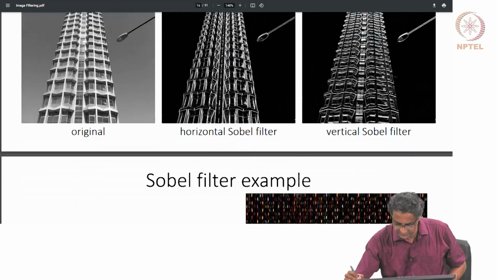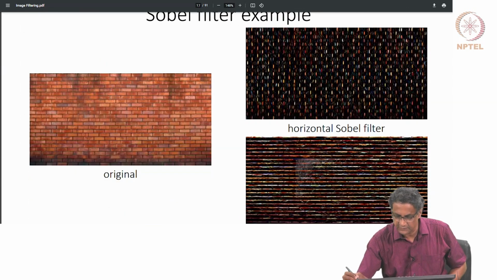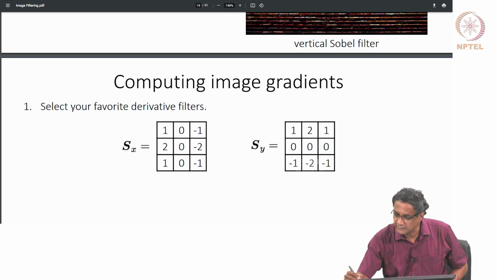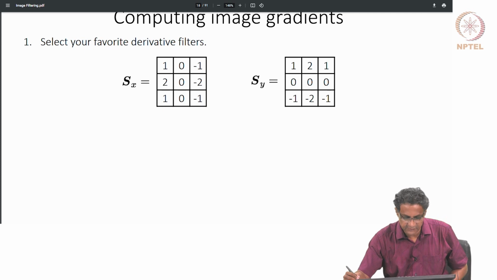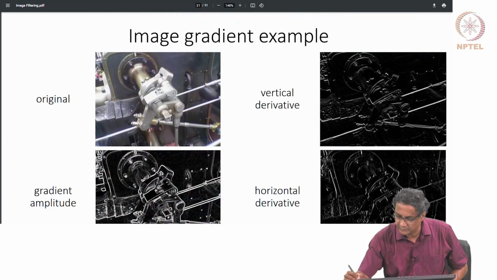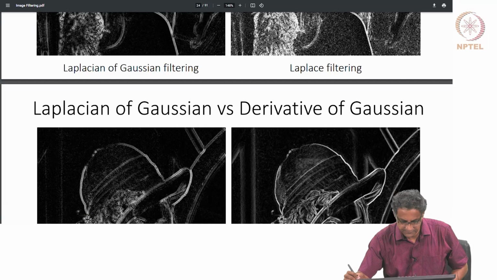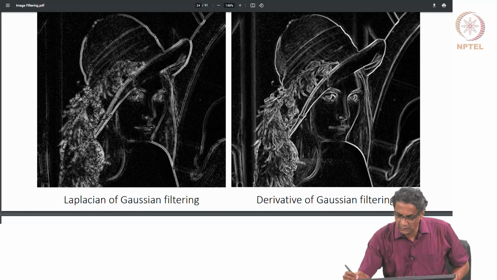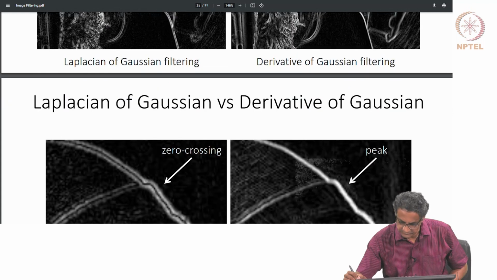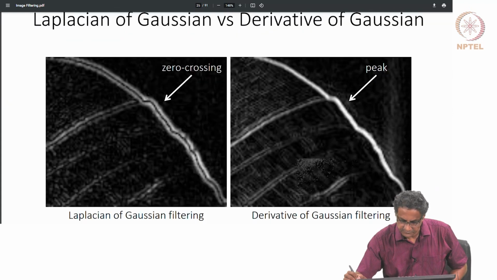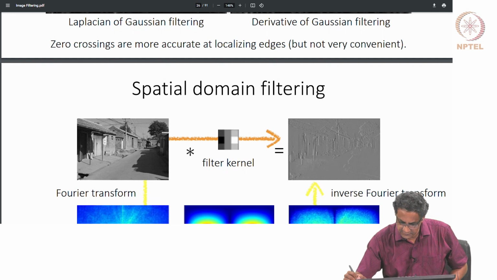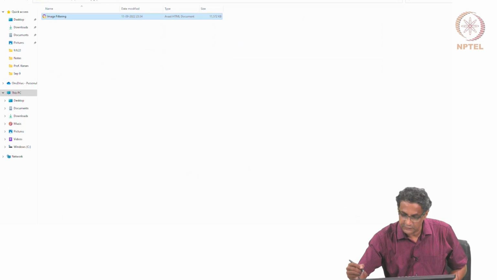This is another example of Sobel. Again you have a brick, and depending upon which filter you apply, you can pick up horizontal or vertical edges. These edges are something we saw in CNNs also. Let's skip this for the time being. I'll come to this when we do edge detection. A derivative of Gaussian, I'll come to later. At this point, let me go back to what I was talking about.